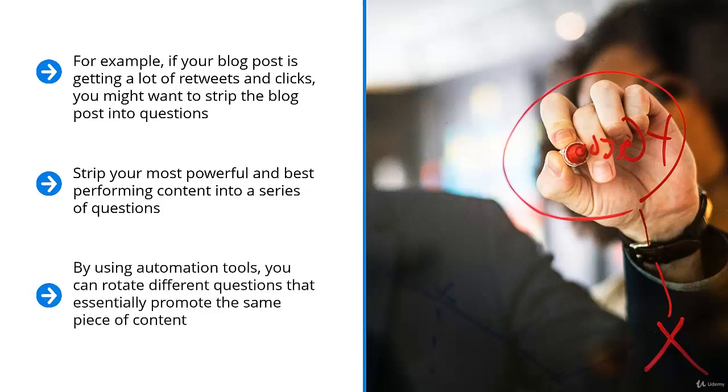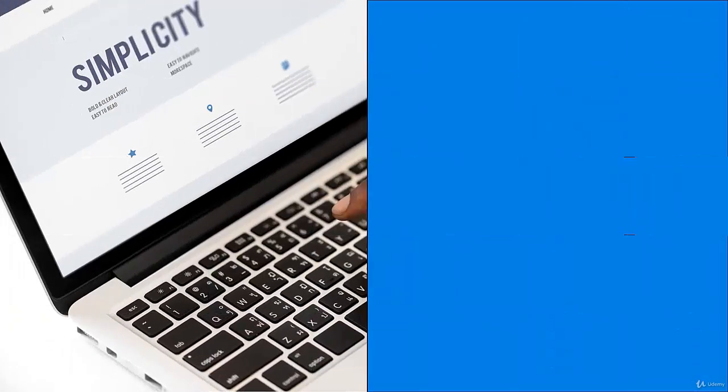By using automation tools, you can rotate different questions that essentially promote the same piece of content. Since you're rotating hashtags, there's a high chance that different people looking for different segments of your niche would become aware of your tweet and possibly click through.